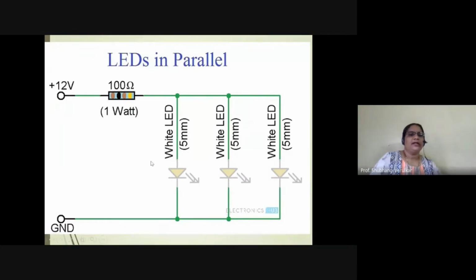Then when you are connecting the circuit in parallel, just have a look at how the connection has been done. A similar sort of connection you people have to do. So how is it done? This is 12 volt, this is ground. Here you have connected a resistor and the LEDs are connected here like this.